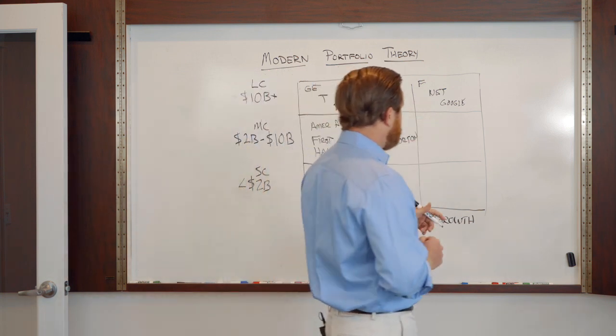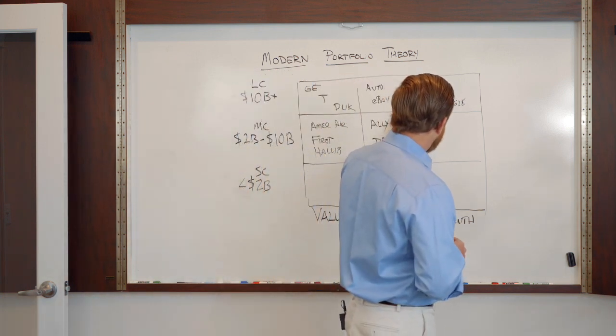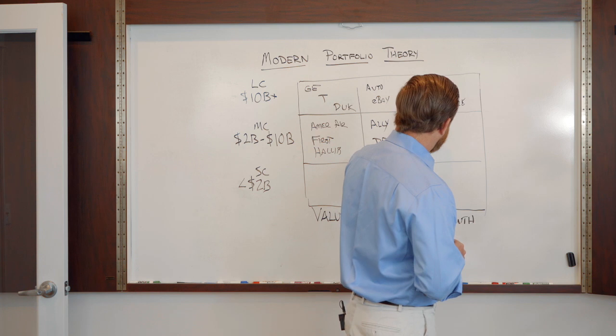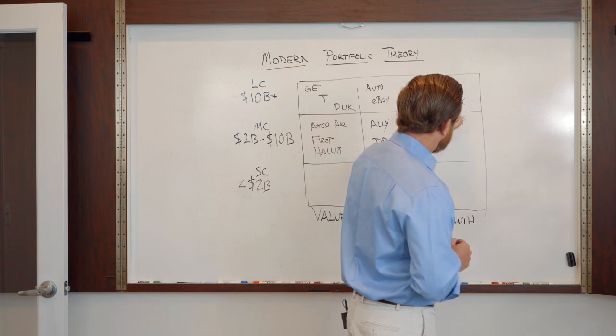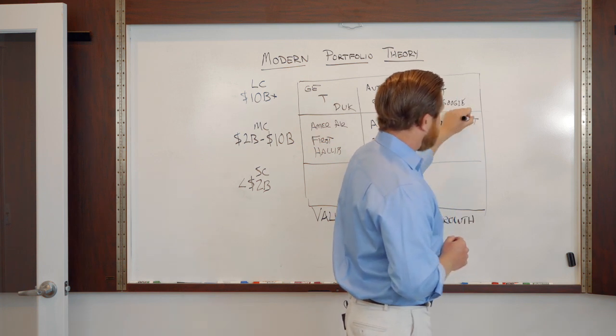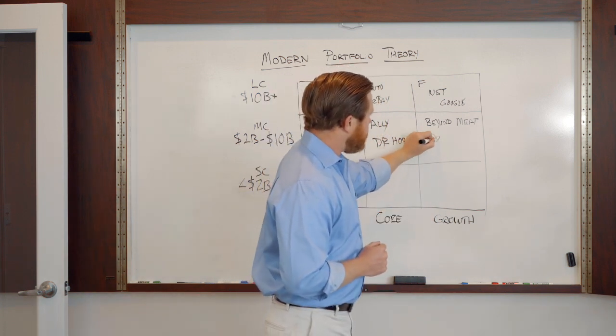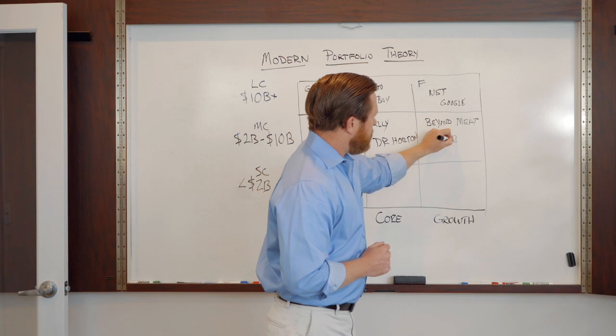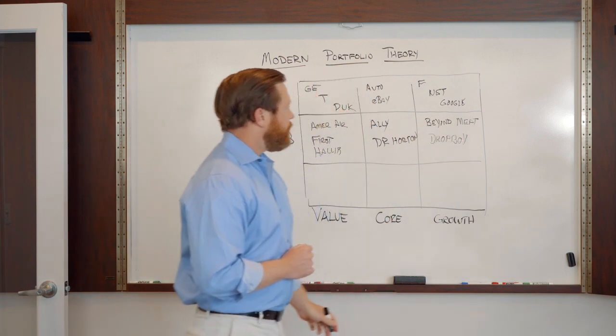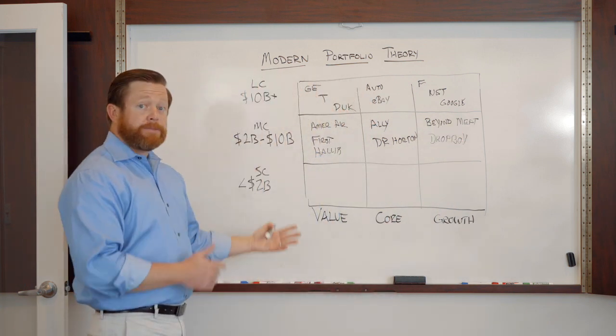And lastly, we'll go mid-cap growth. Here's a new one. We can go Beyond Meat. If you like those Impossible Whoppers, I'm not a super big fan. Dropbox, GoDaddy, that kind of stuff works for mid-cap growth. So lastly, let's talk about some small companies.